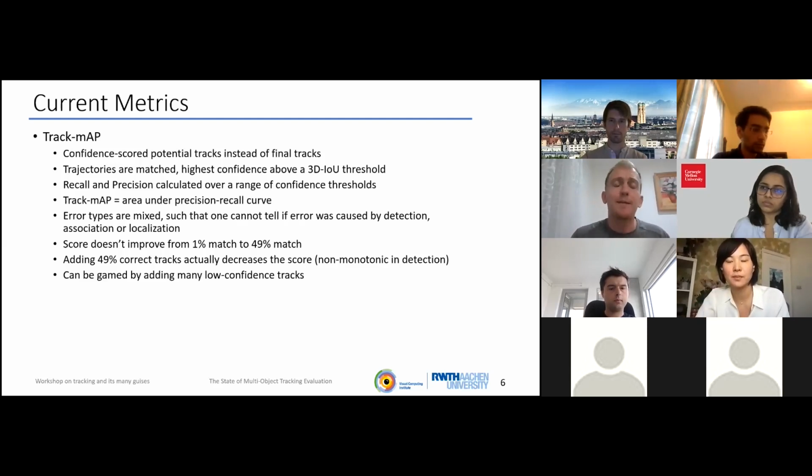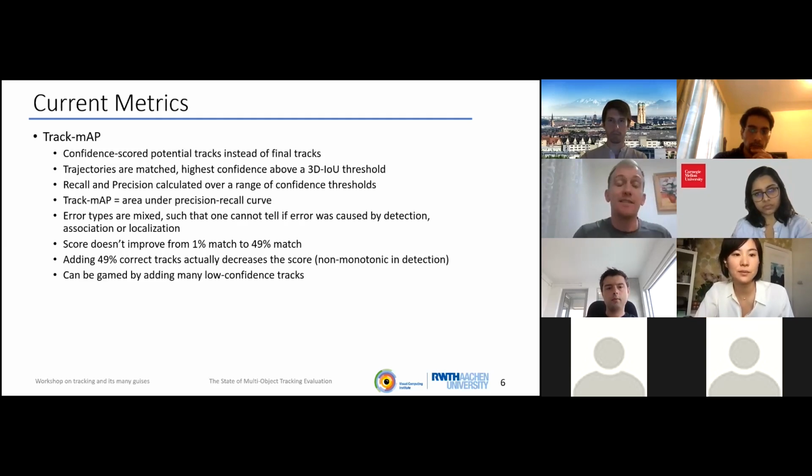Thirdly, by adding in a 49% correct match, this actually will decrease the score. Even though you've added in something that's correct, 49% correct, the score will decrease because this will count as a negative. This is the same as an IDF1. So again, track mAP is non-monotonic in detection.